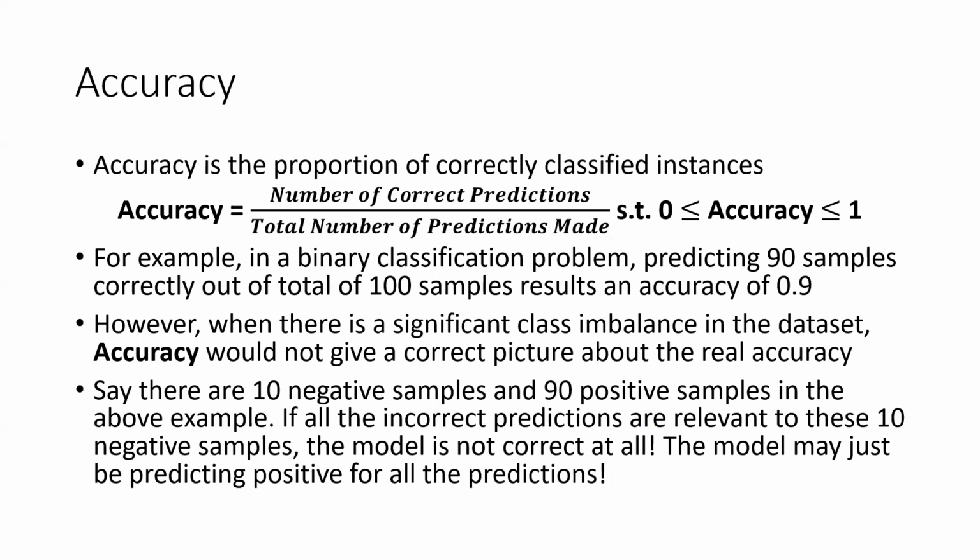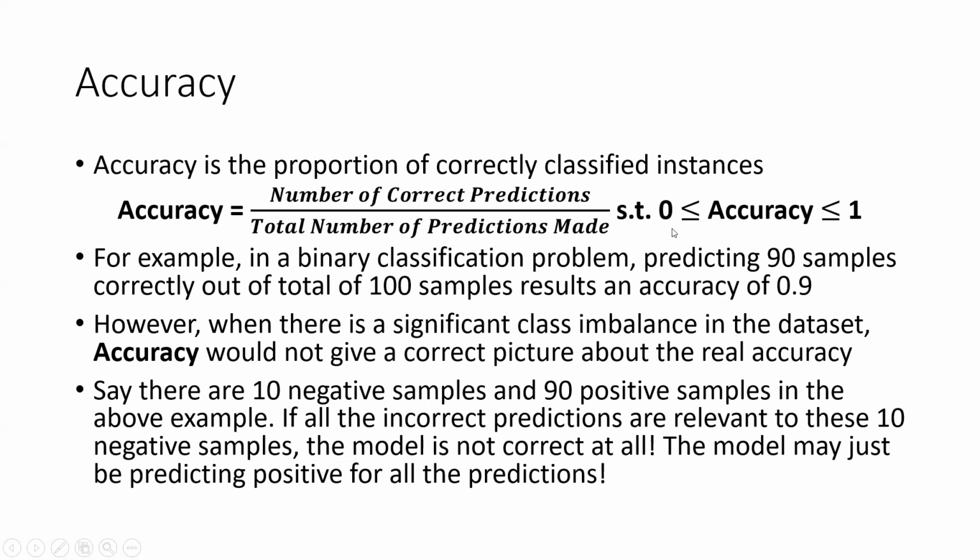So now let's move to the performance measures of classification models. The most widely used and most clear performance metric for classification models is known as accuracy. Accuracy is a very simple and clear performance measure, which is the proportion of correctly classified instances: the number of correct predictions divided by the total number of predictions made. Very easy to understand, right? It should be a value between 0 and 1.